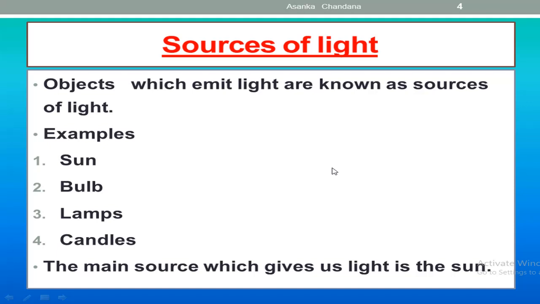Now we have learned about sources of light. Firstly, we learned that objects which emit light are known as sources of light. After that we learned some examples of sources of light: the sun, bulbs, lamps, and candles. Finally, we learned that the main source which gives us light is the sun.